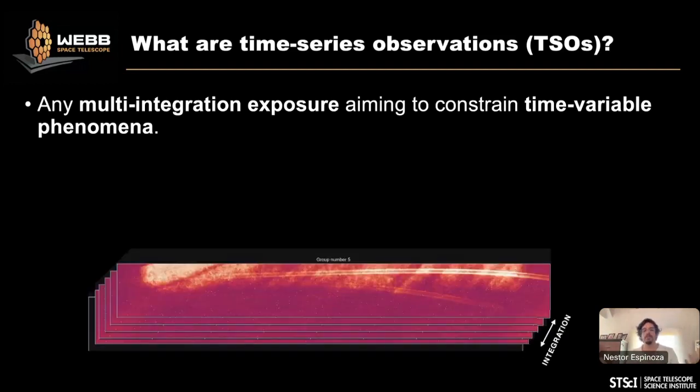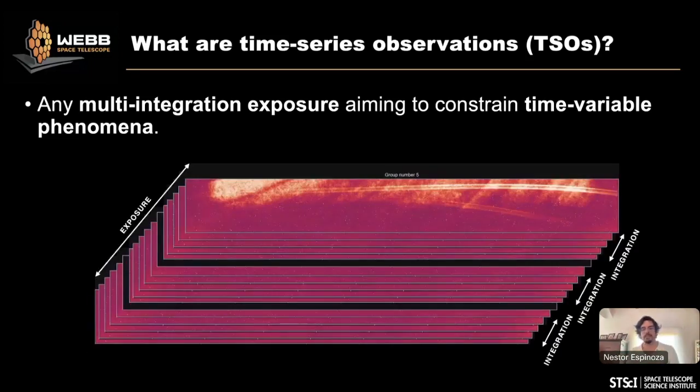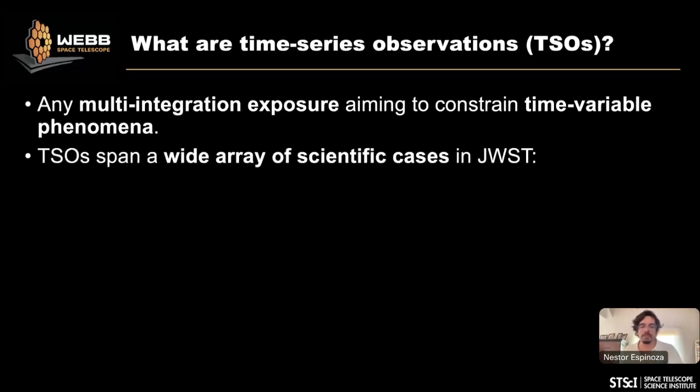So we have a visual understanding of that. Here's a little plot. Again, same thing that I explained before: our reset frame, and then you start reading up the ramp through different groups, and that defines an integration. And then you have several integrations, and a set of integrations forms what we call an exposure. And if you have something like this, and you're aiming to constrain time variable phenomena, we call that a time series observation.